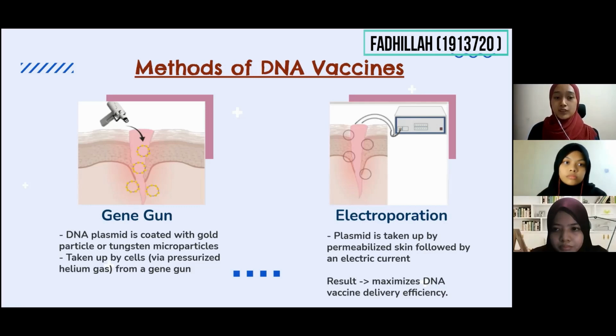The result of gene gun is it will increase humoral responses but limited in allowable dosage. The second one is injection in saline, or it can be assisted by electroporation. The plasmid is taken up by permeabilized skin followed by an electric current. The result of electroporation is that it will maximize DNA vaccine delivery efficiency.